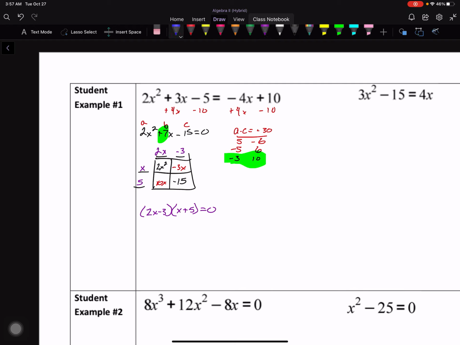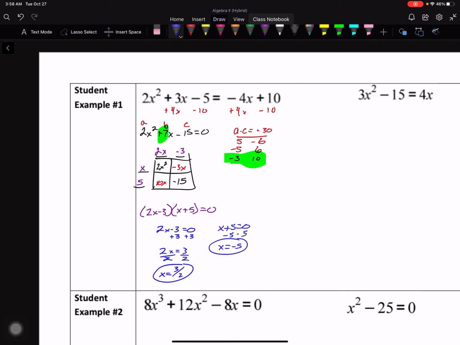So take each factor, set it equal to 0. There we go, 2x minus 3, set that factor equal to 0, solve for x. And sometimes you'll get a fraction, not a big deal. And then take the other factor, x plus 5, set it equal to 0. That's called the zero product property. Okay, and there you go.